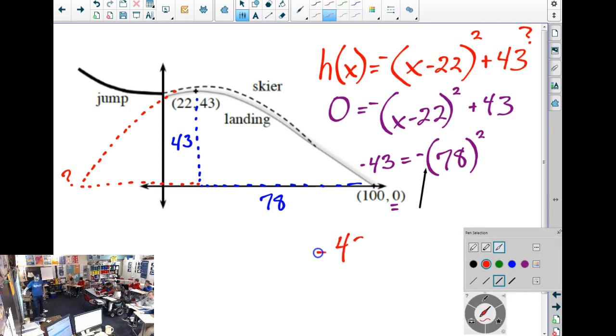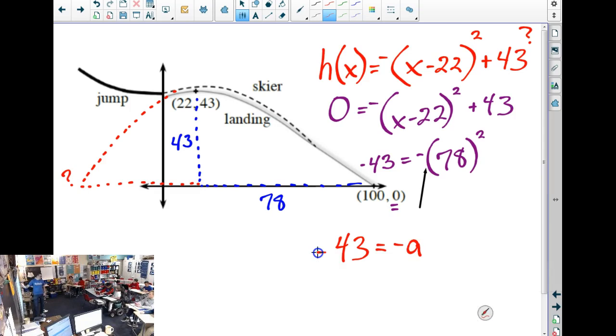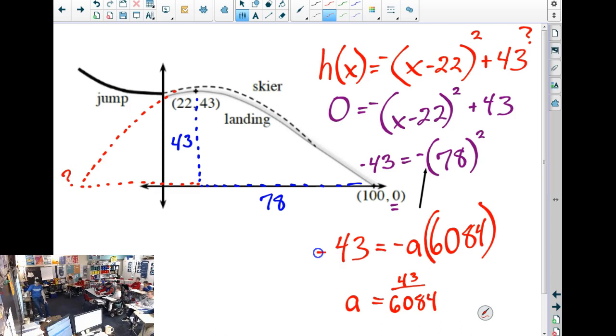Negative 43 equals negative A times what was 78 squared? 6084. How do we solve for what A is? We divide. Do the division. That gives you a really big, negative 0.007. Yeah, it's 0.0076771. I actually got that by doing something else. I kept on guessing, checking, and making numbers.